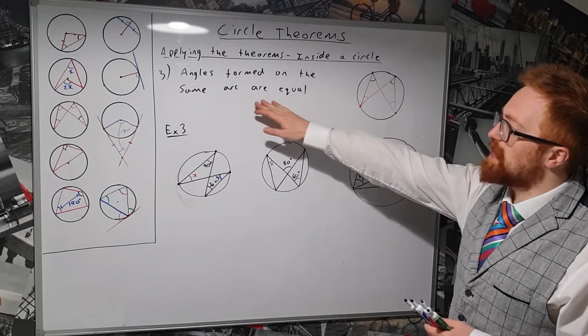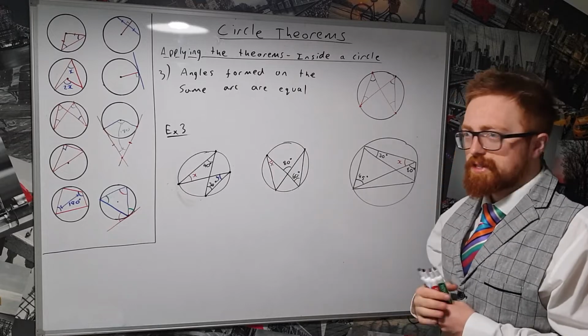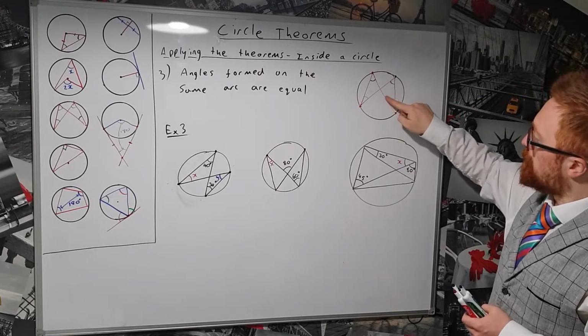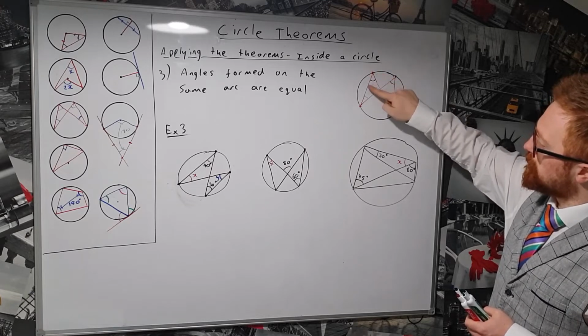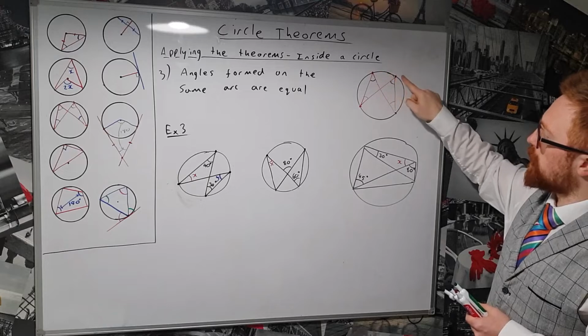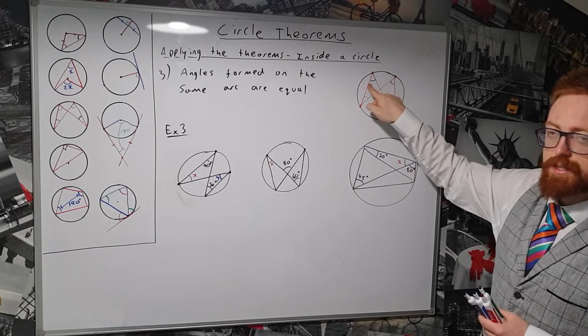Okay, so on to our third circle theorem. Angles formed on the same arc are equal. So what does that mean? Well, that means if I start at one point and then bounce off the edge of a circle and end at a different point, it doesn't matter where I bounce off, those two angles are going to be the same.